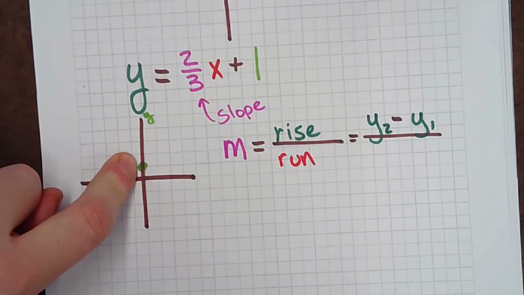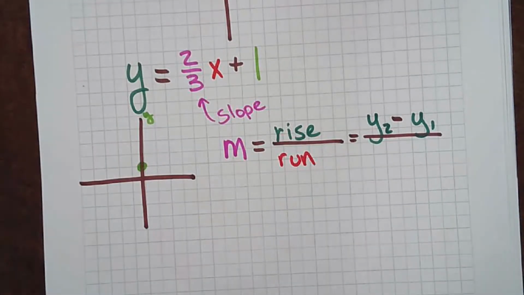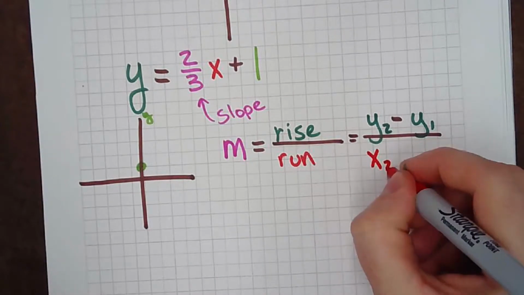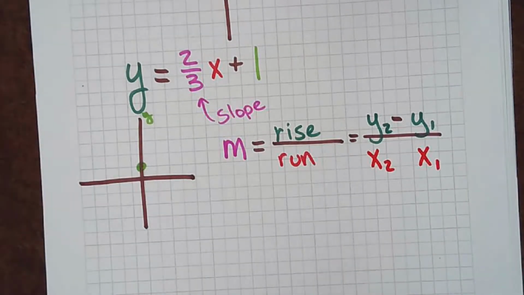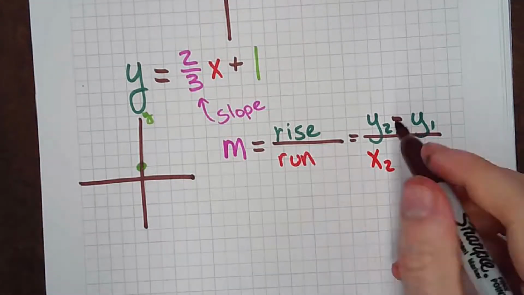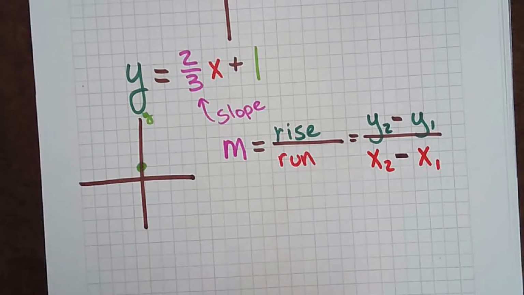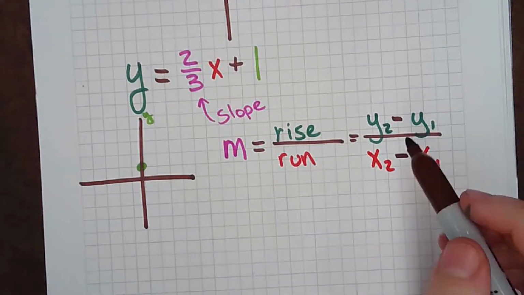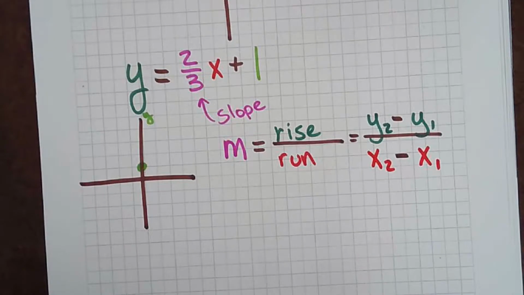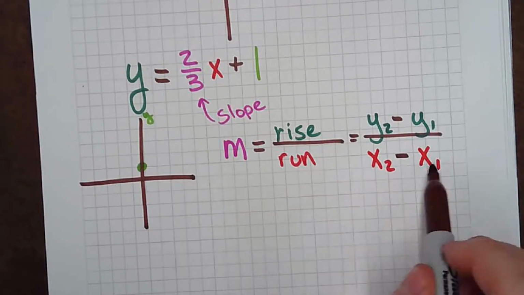Remember, subtraction is distance. The run, on the other hand, is going to be the same idea, but with the x's, because the x's are what goes left and right. And that's how we are defining run. Run is our left and right distance. Rise is our up and down. So it makes sense that the rise is the y's, because y's go up and down. And the run is the left and right, the x's.